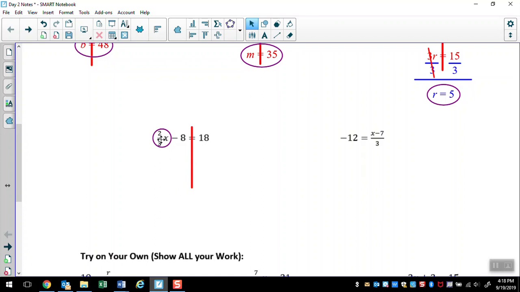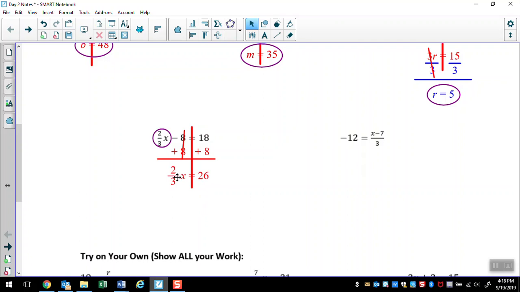So before I can do that, I'm going to follow my SADMEG, and I'm going to add 8 to both sides first to undo that addition. Those cancel out because they are additive inverses, so they combine together to make 0. I'm just going to draw my line. My 2/3 x is going to come down, and then 18 plus 8 gives me 26.